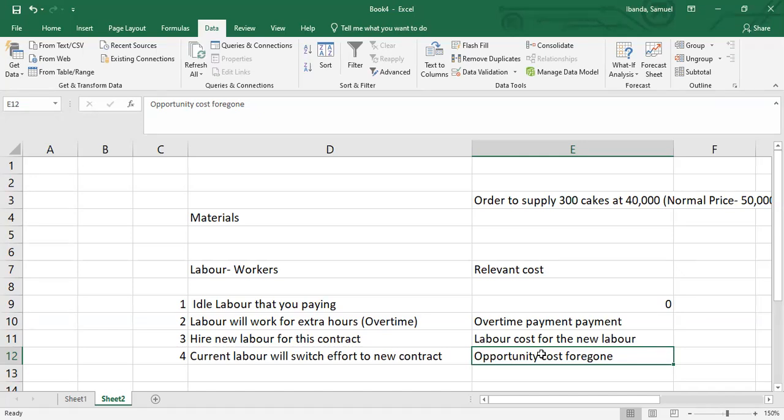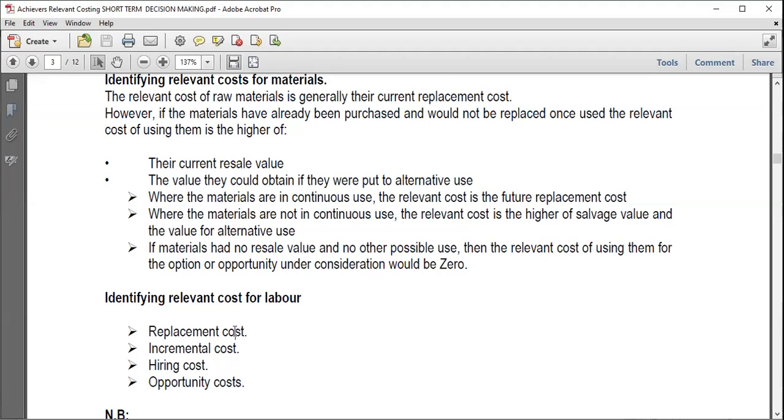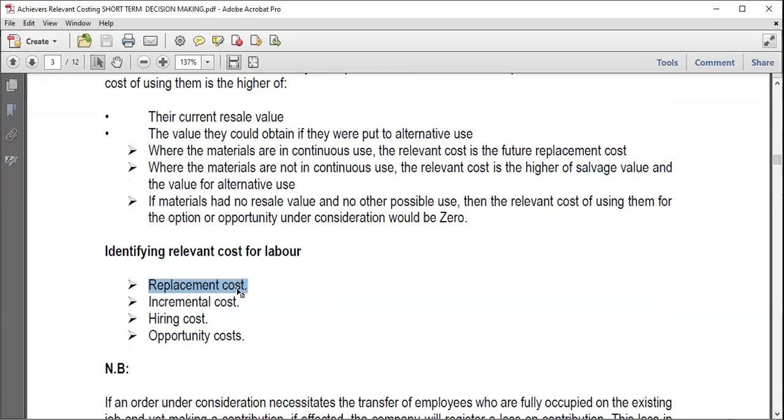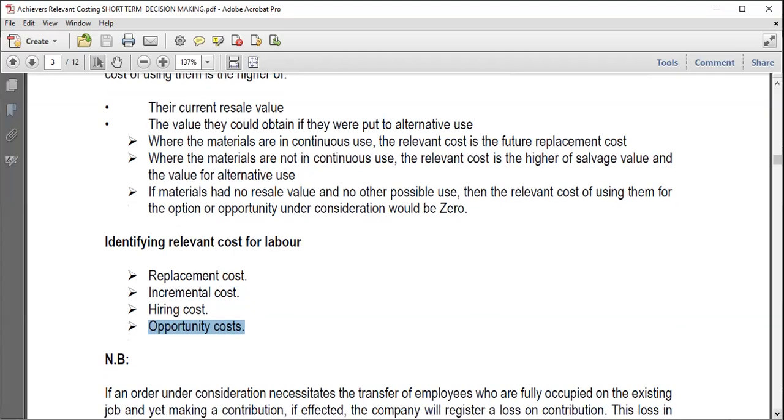So we shall look at the cost we are going to pay that labor as our relevant cost for the scenario. You get it? So that is what would happen with labor, and that is why we are summarizing it by saying it can either be the replacement cost, the incremental cost, the hiring cost, or the opportunity cost. You get it? Yeah. So it's very important for us to understand that.